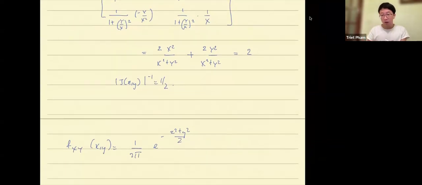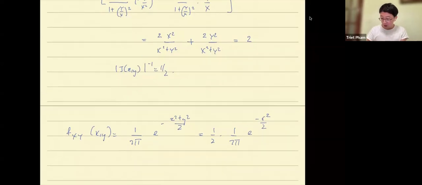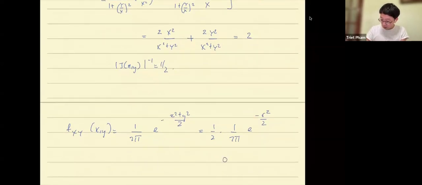So therefore, in terms of the substitution in, you will get 1/2 times 1 over 2 pi e to the minus r squared over 2. That's it. What's the range of values? 0 less than r less than infinity, right? Because r squared.